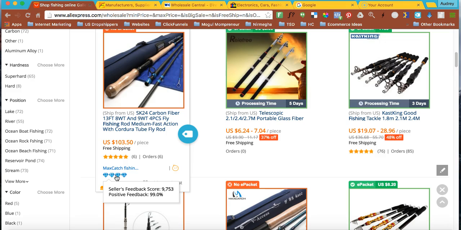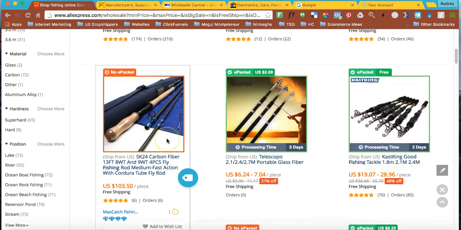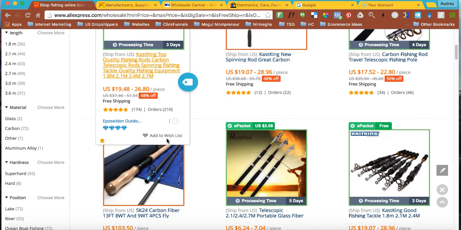So based on the feedback, based on the user experience, is a supplier giving these blue diamonds. For the most part, I'm only sticking with suppliers that have those blue diamonds. I'm also going to be looking for positive feedback over 90%. Usually, depending on the product, it might even be 95%. But again, let's continue in our research.